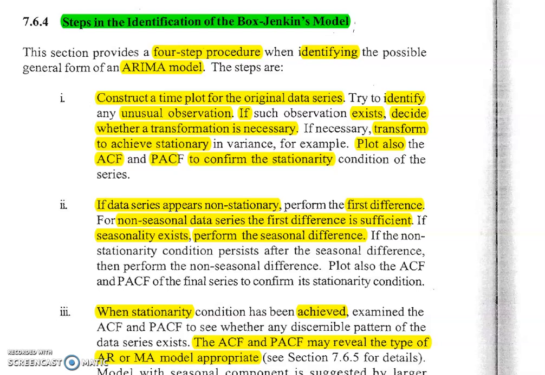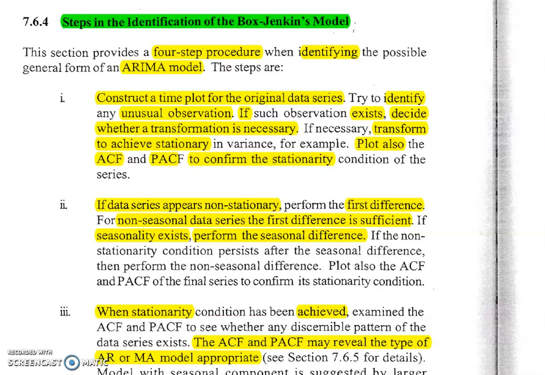Bismillahirrahmanirrahim. Assalamualaikum. So I would like to go to subtopic 7.6.4, steps in the identification of the Box-Jenkins model. There are four procedures in order to identify the ARIMA model. Number one, we need to construct a time series plot for the original data. The purpose is to identify any unusual observations if they exist. So we need to decide whether we need to use a transformation technique.